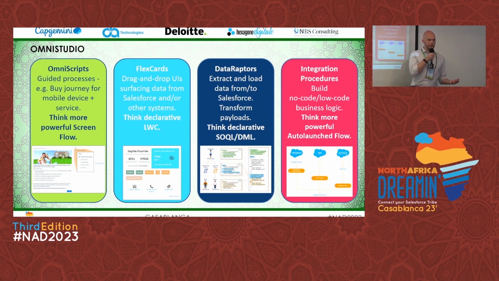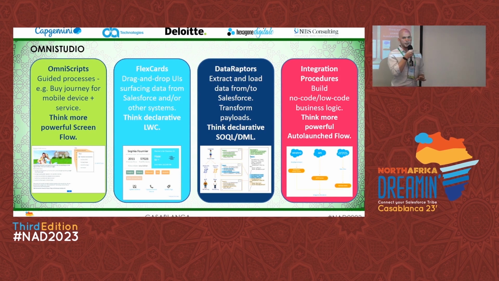Then we have flex cards. So flex cards are meant for building drag and drop UIs. So these are things like, we can fetch your bills from the billing system and then display them inside of the Lightning Experience or inside of Experience Cloud for our users, even though that information sits in another system, and you can do that purely declaratively with flex cards and the backend components. So those 2 things, OmniScripts and Flex Cards, that is the front-end piece of it, and then the back-end piece of it is data raptors and integration procedures.